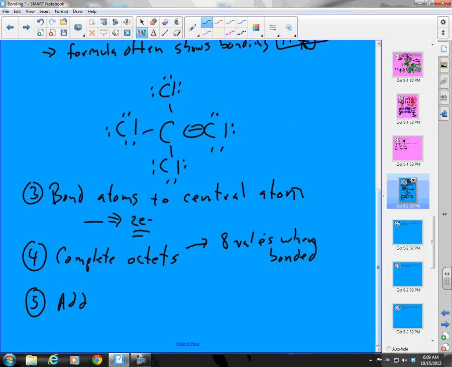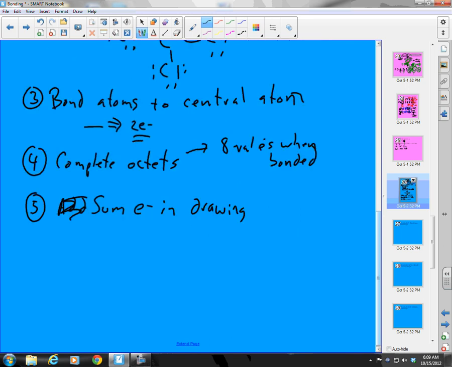Add some, I should say, count the electrons in the drawing. If the same as the number of valence electrons, then you're done.